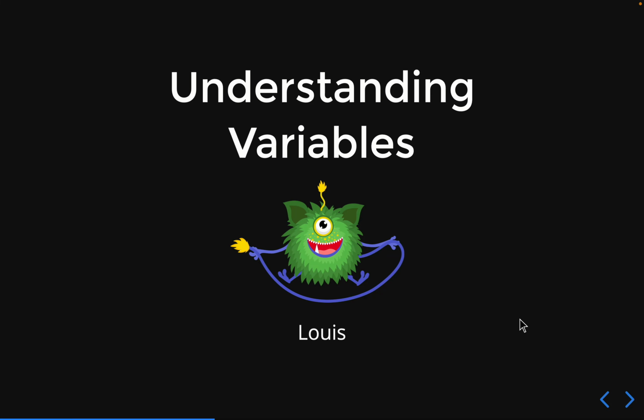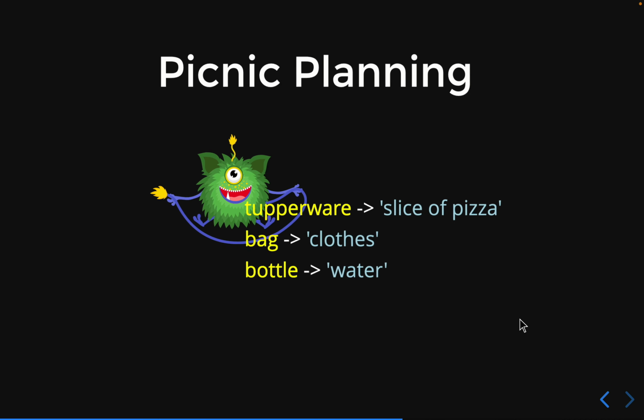Now let's actually start learning Python. And the first concept that we are going to learn in Python is all about understanding variables. But before we can understand variables, we need to go on a picnic with Lewis. Yes, let's go on a picnic and then let's see what variables is all about.